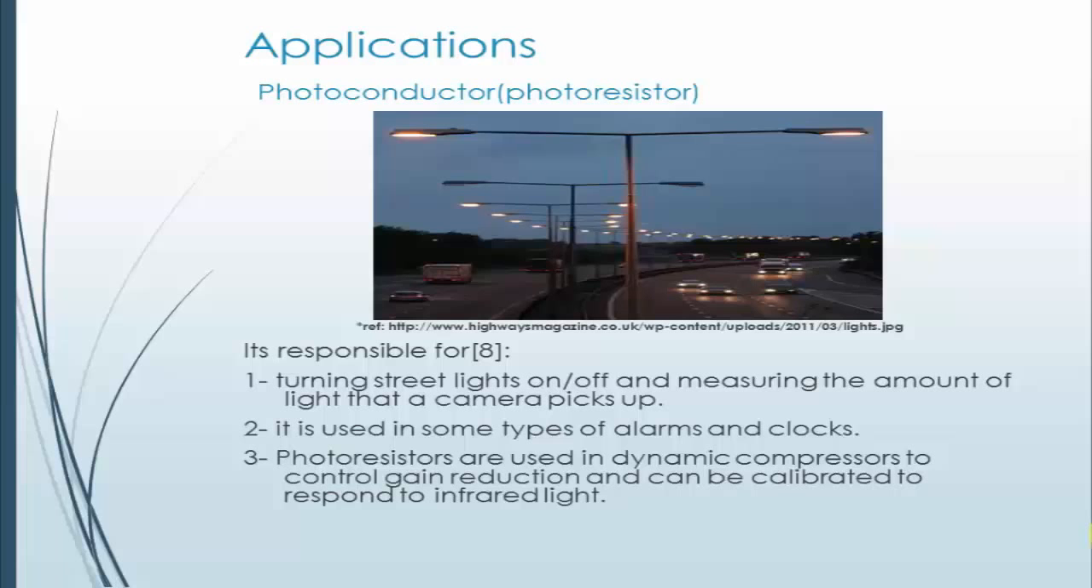Reaching the applications, we will start with the photoconductors. They are used for a wide variety of purposes, all of which require light to determine whether a device should be on, off, or set to a particular position. They are responsible for turning street lights on and off, and measuring the amount of light that a camera picks up. They are also used in some types of alarms and clocks.